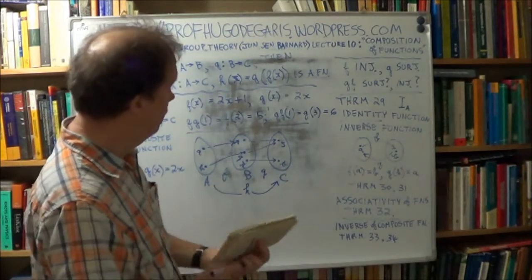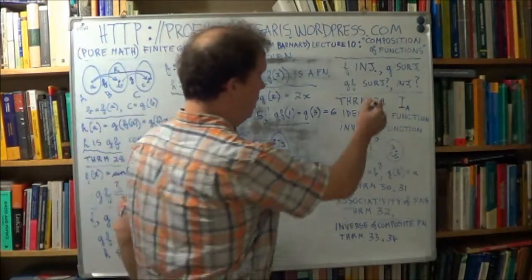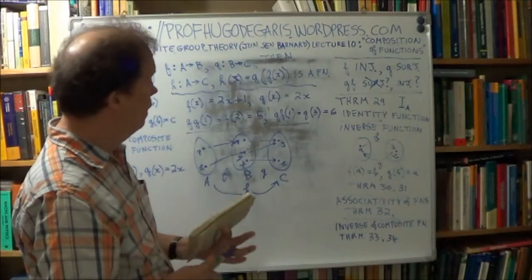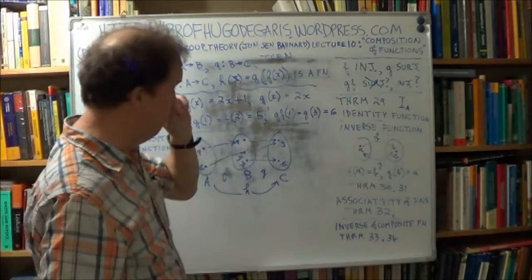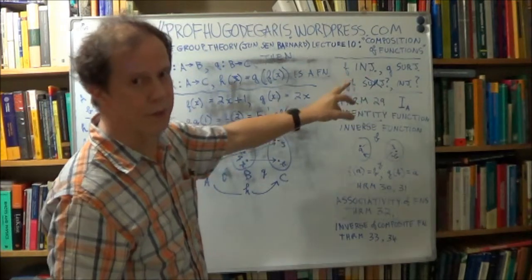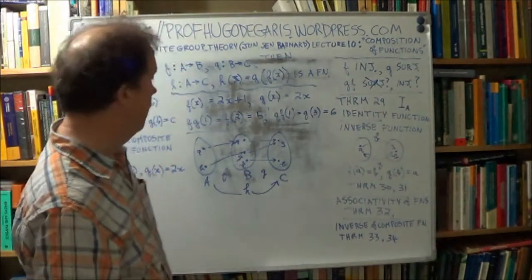Therefore, GF is not surjective. Okay? So this counterexample kills that. So we know that this composite function GF is not surjective.